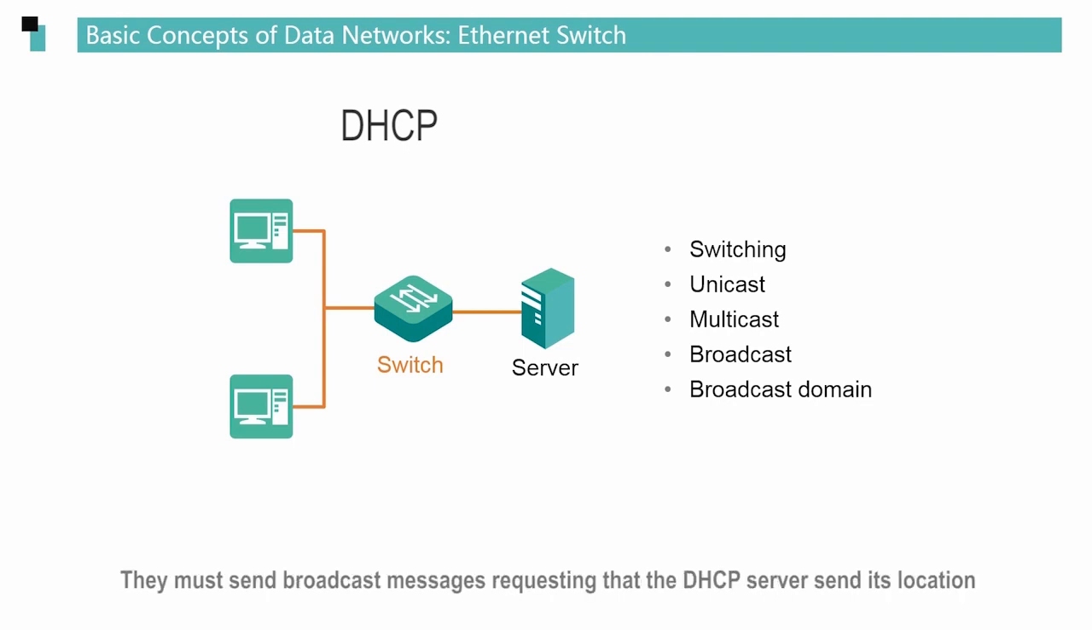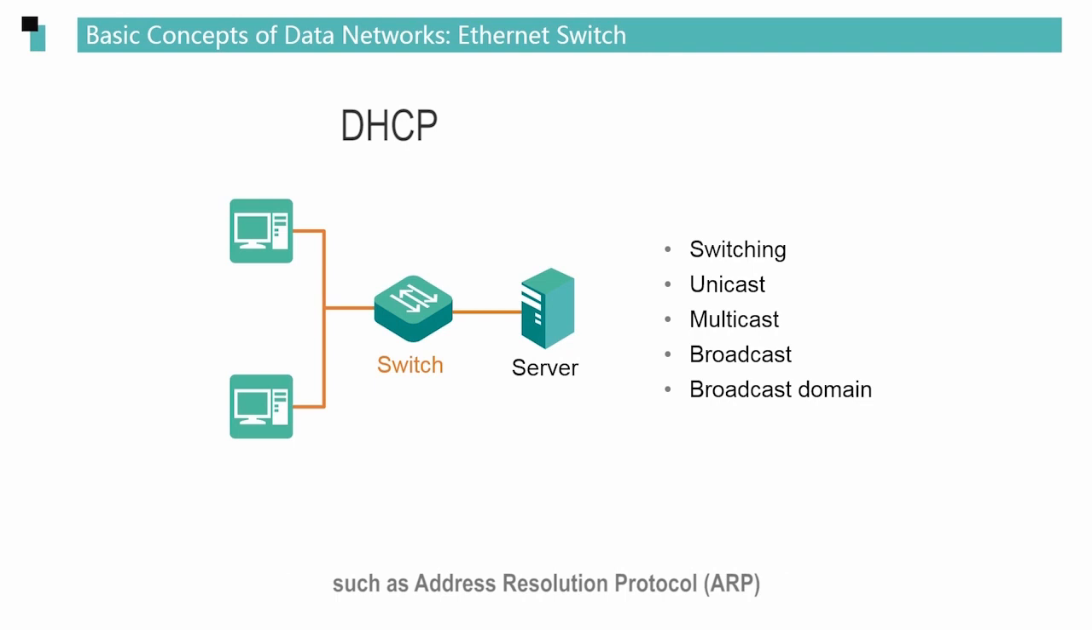They must send broadcast messages requesting that the DHCP server send its location. There are also many other uses for broadcasting messages, such as Address Resolution Protocol, ARP. However, broadcasting packets has certain disadvantages.